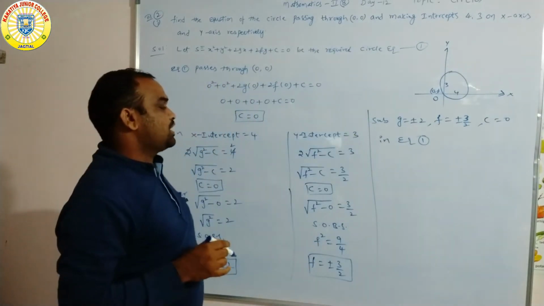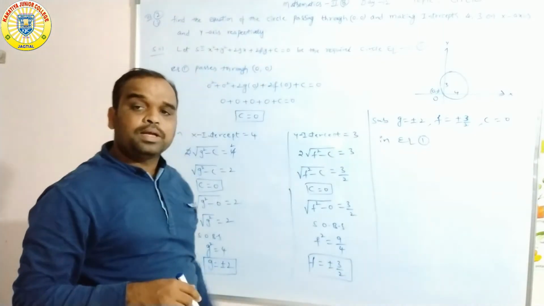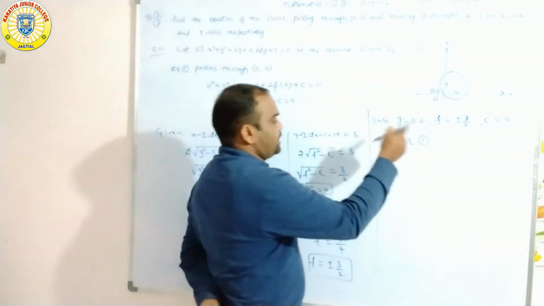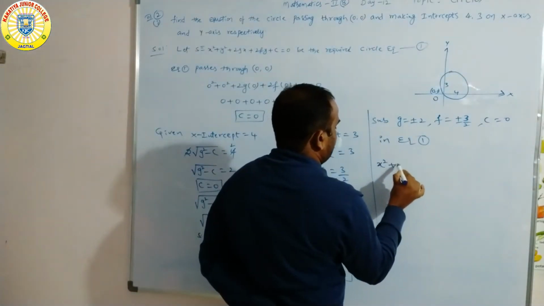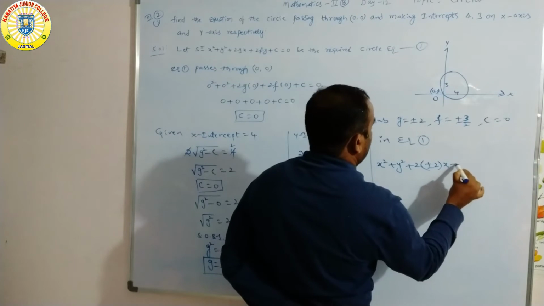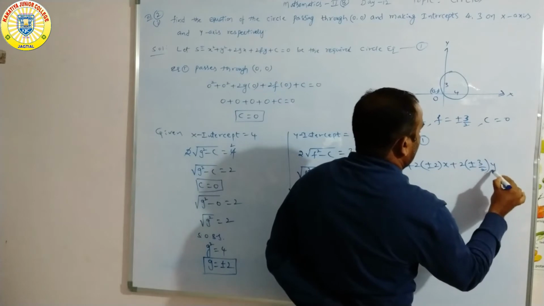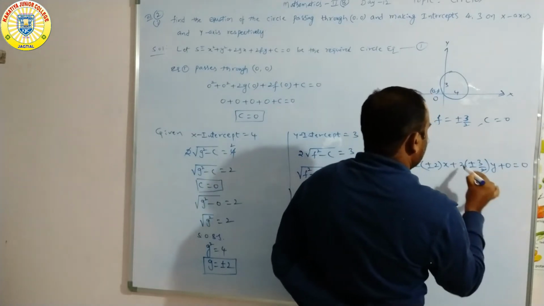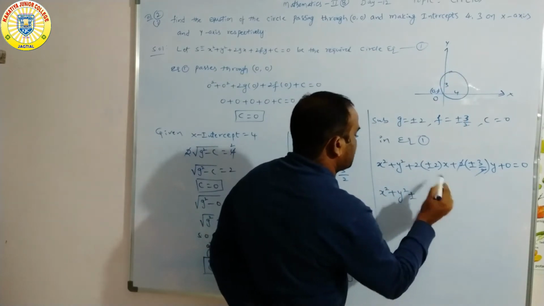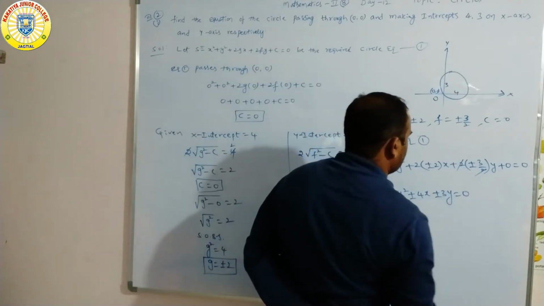So we get the required circle equation. What is equation 1? x square plus y square plus 2gx plus 2fy plus c = 0 is the required circle equation. We substitute: x square plus y square plus 2 into g = plus or minus 2 into x, plus 2 into f = plus or minus 3 by 2 into y, plus c = 0. Here the 2s cancel. x square plus y square plus or minus 4x plus or minus 3y is equal to 0.